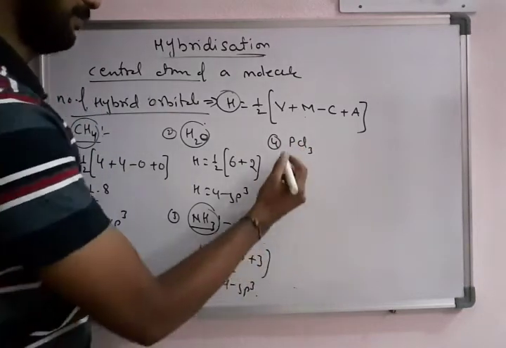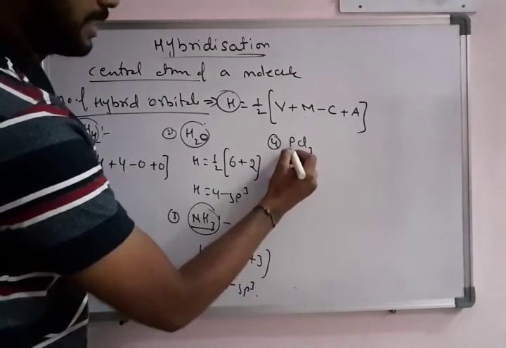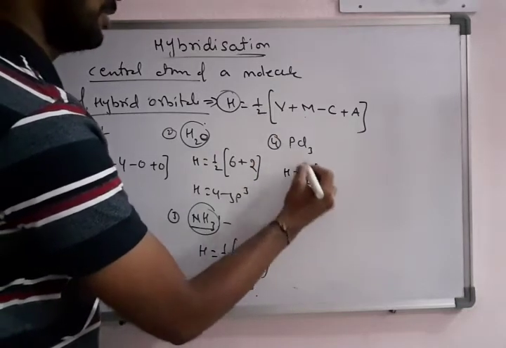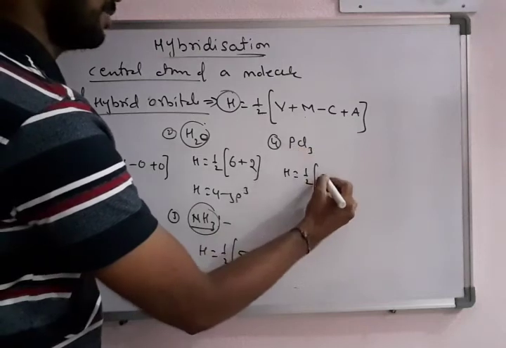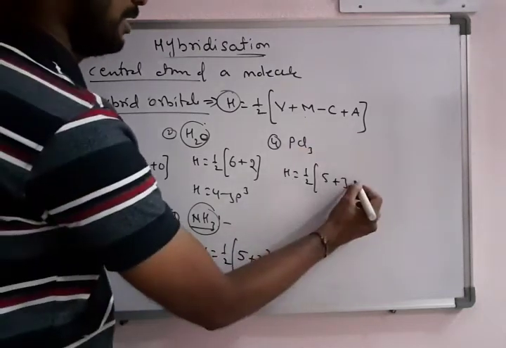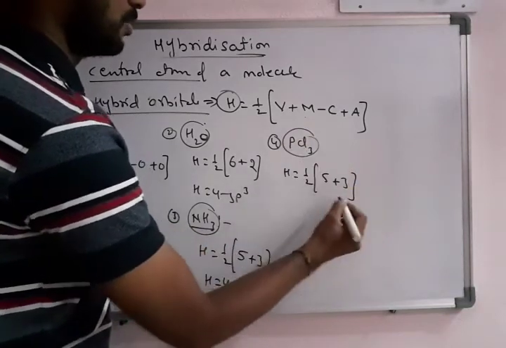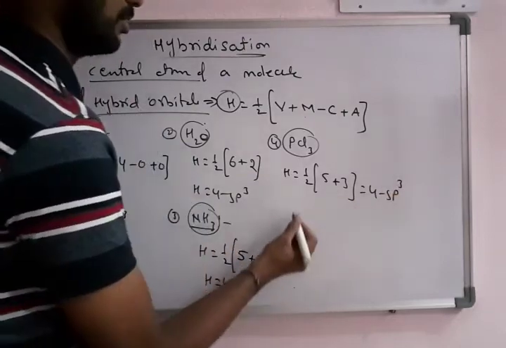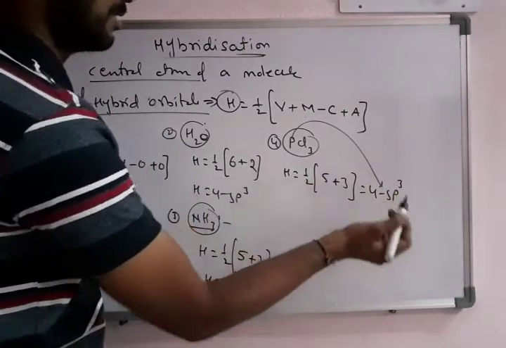Example: PCl3. We know the central atom is phosphorus. The number of hybrid orbitals H equals half into the valency of phosphorus, which is 5, plus 3 Cls. 3 Cls means they are monovalent. There are no charges present on it, so it is 4. That is sp3 hybridization, meaning the hybridization of phosphorus is sp3 in it.